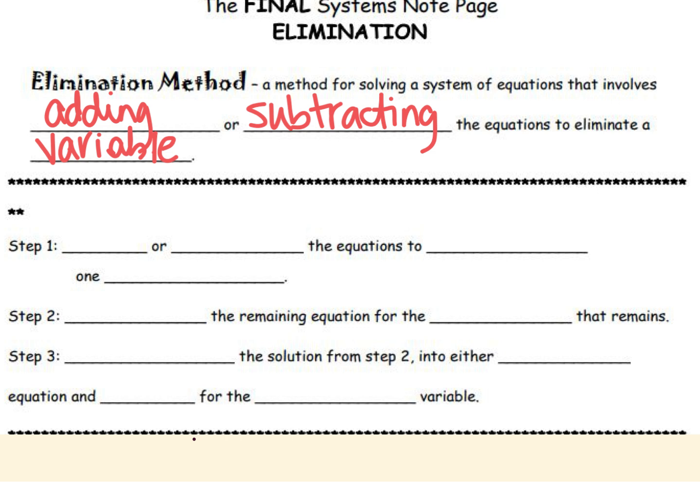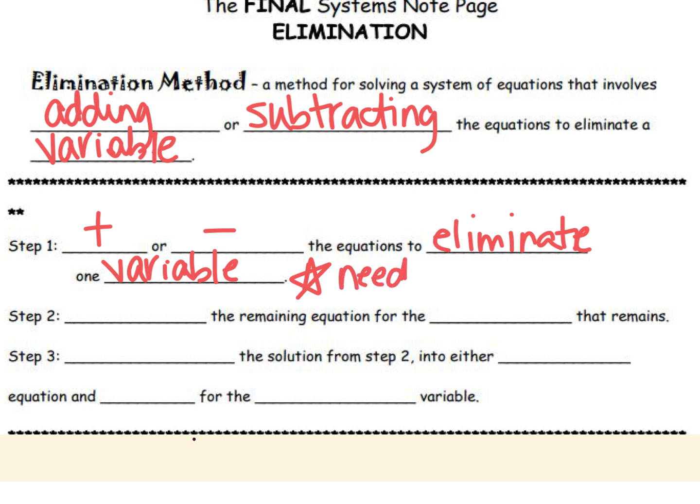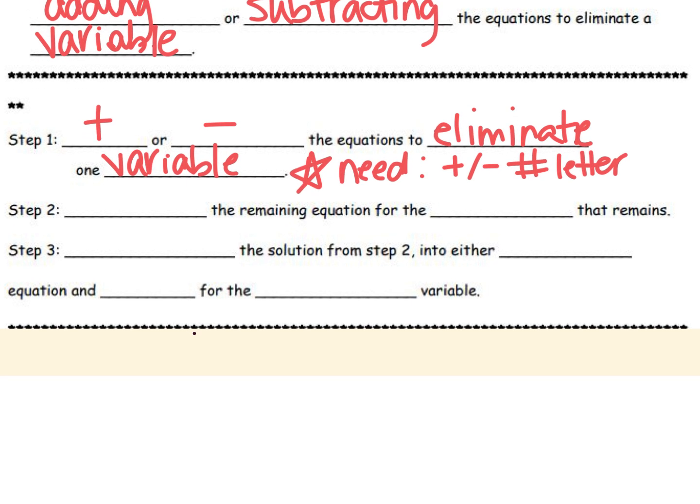So here are our steps. So we're going to add or subtract the equations to eliminate, thus the name elimination, one of the variables. It might be an x, it might be a y. It's not going to be just the regular numbers. And I'm going to put a little star here. This is what we need to eliminate. We need a positive and a negative of the same number and letter to eliminate. Okay, and I'm going to show you what that looks like.